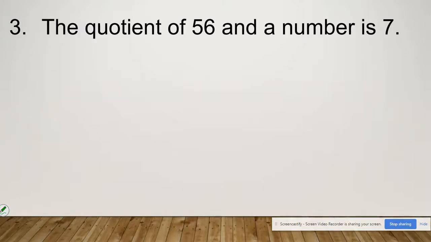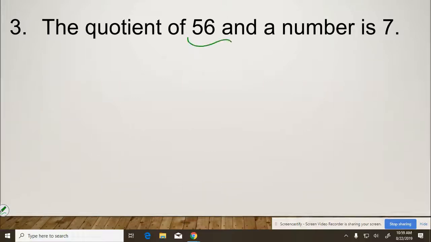Number 3: the quotient of 56 and a number is 7. The quotient means division of 56 and a number is 7. So whenever you read quotient, you put the numbers in order, first over second. So we have 56 divided by a number equals 7.